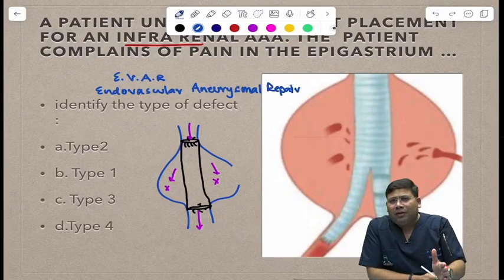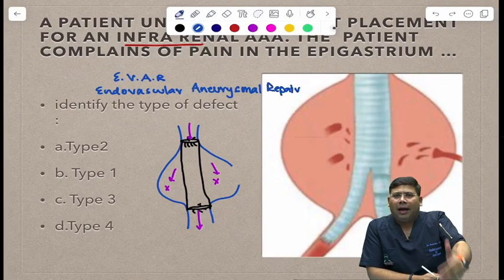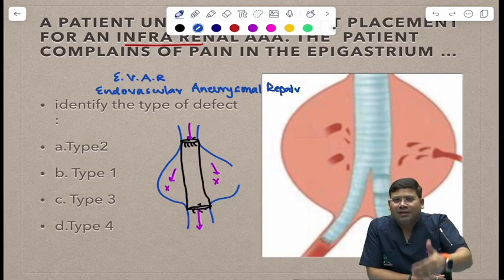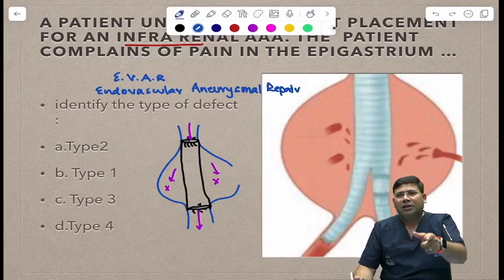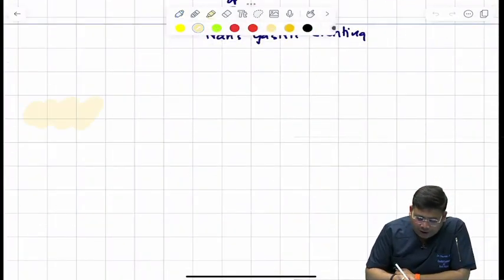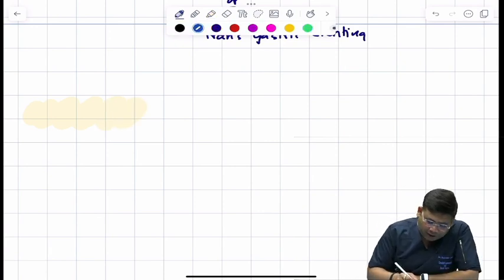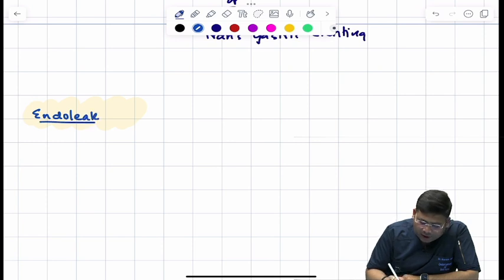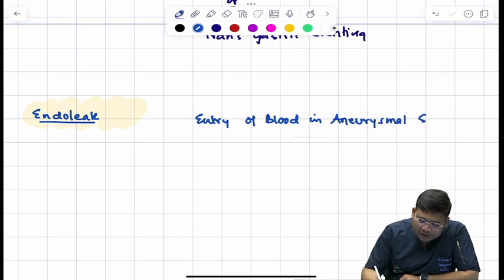The aim of doing this EVAR is that the blood should not enter the sac, and if the blood manages to enter even after this procedure, this is what is known as endoleak. So dear students, let us talk about the complication endoleak, on which this question is: identify the endoleak. First, what do you mean by endoleak? Endoleak is defined as the entry of blood into the aneurysmal sac after EVAR.